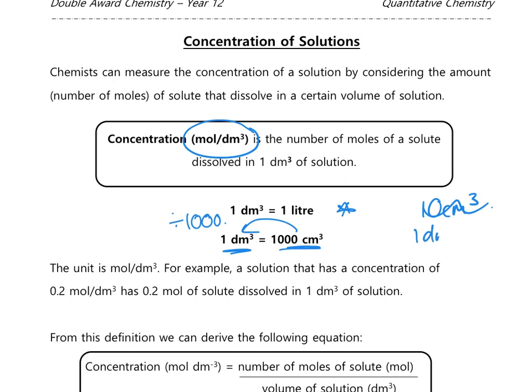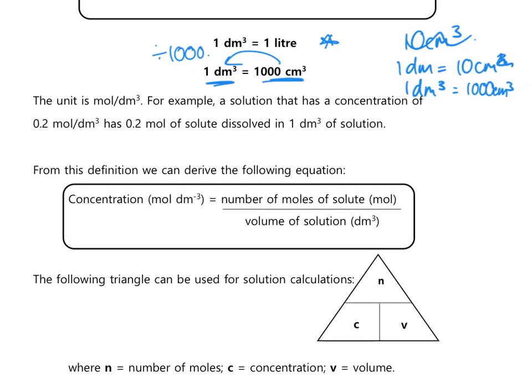Okay, so 1 decimeter is 10 centimetres. Yeah, so that means 1 decimeter cubed is 10 times 10 times 10, which is 1,000 centimetres cubed. Yeah, that's how we work that out. You're testing my memory there.